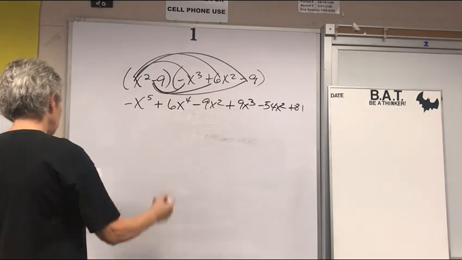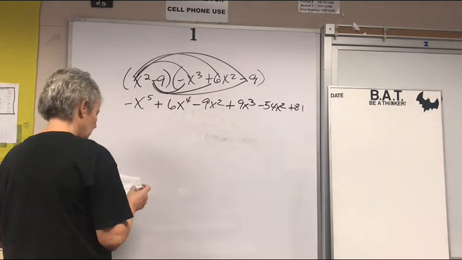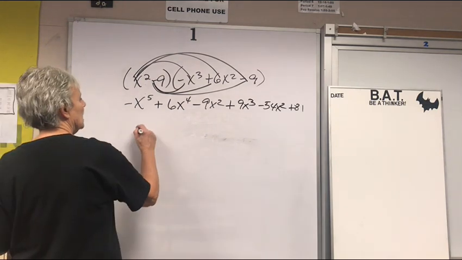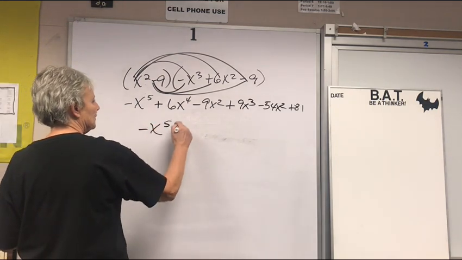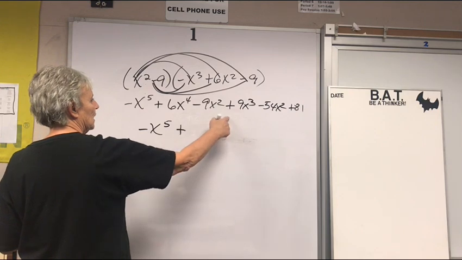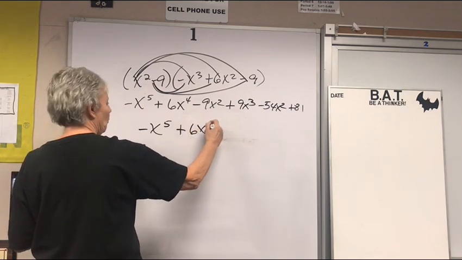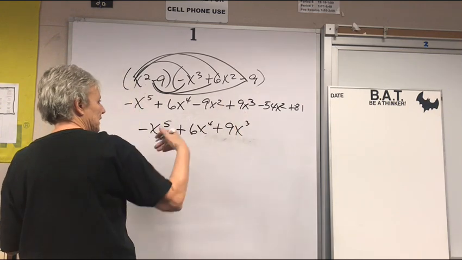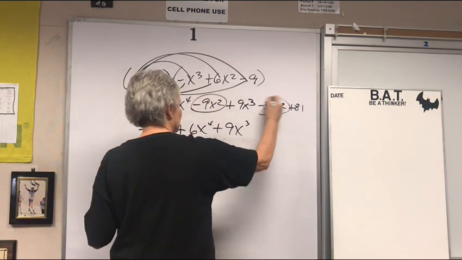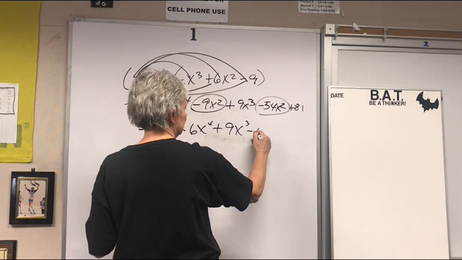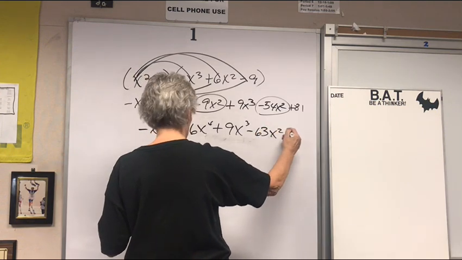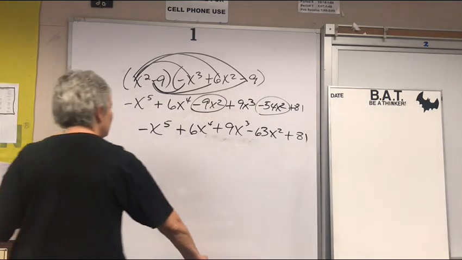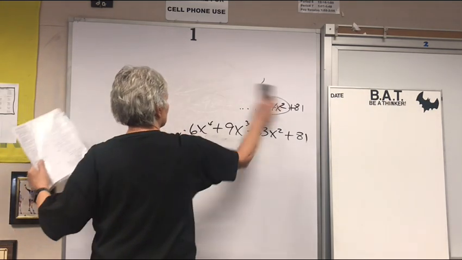So the highest degree, whoa, I didn't even put them in order on my paper. Negative x to the 5th plus 6x to the 4th plus 9x cubed. We didn't have to add any like terms except these two. And that gives us negative 63x squared plus 81.